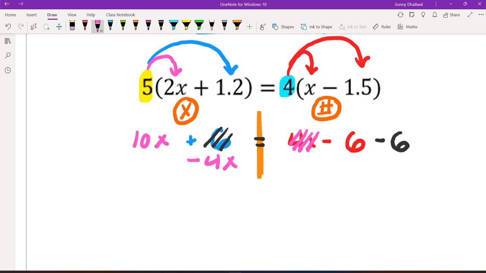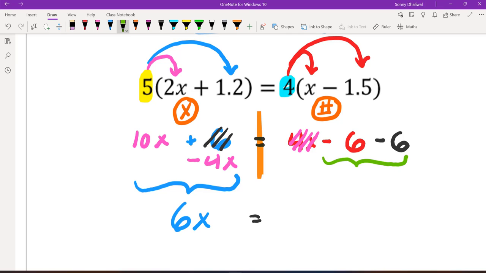Now we clean up and combine. So over here, if I clean these up, how many x's do we have? What do we have here? Yeah, 10 minus 4 is 6. So 6x. Now we clean up the other side. What do we have over here? What's negative 6 minus 6? Negative 12. Yeah, negative 12.